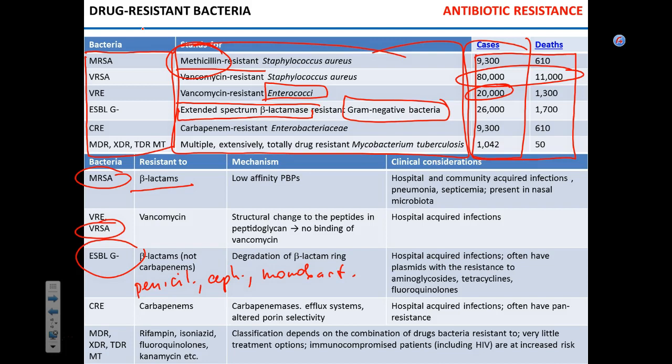Thankfully, these extended spectrum beta-lactamases do not neutralize carbapenems, our last hope. Unfortunately, several years ago, first reports came out of India about a discovery of carbapenem-resistant Enterobacteriaceae, specifically carbapenem-resistant Klebsiella. And that was really bad news, because I mentioned carbapenem is our last resort, nuclear option antibiotic. Okay?